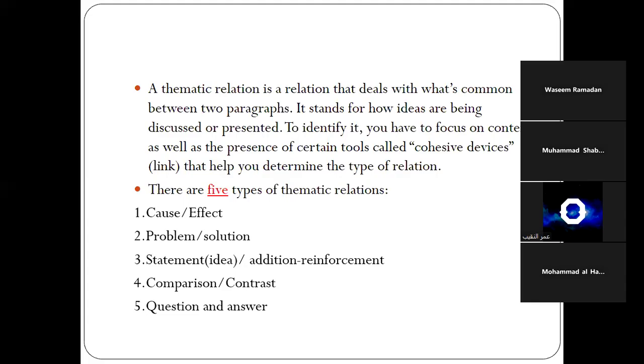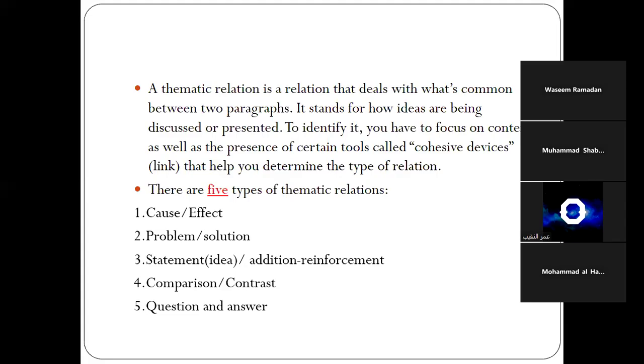Which means that the order is the same. So the first paragraph contains the causes and the other one the effects, problem and then solution. One paragraph contains a certain idea or statement, and the other one is additional reinforcement. It's like a support. How does the second paragraph support the first one? It supports it through life examples, through more details, through giving us facts, statistics, studies.